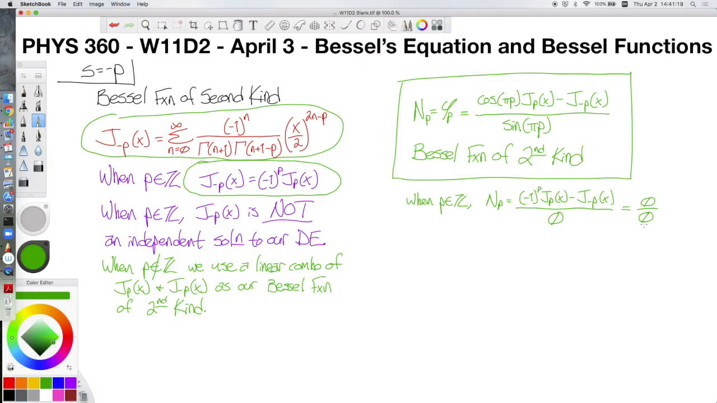But even though this has a value of 0 over 0, this expression does have at least a well-defined limit as p approaches an integer. Think of a function with a hole in it, but where if you approach that hole from the left side or you approach that hole from the right side, you get the same value of y as your limit there. And because of this well-defined limit as p approaches any integer, even though you get 0 out of 0 if you plug in the integer value directly, this means that Bessel functions of the second kind can be used for any value of p.